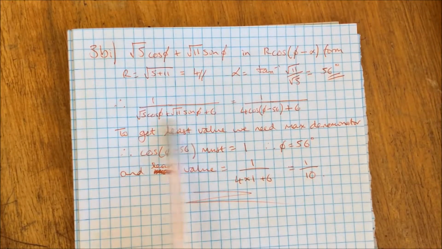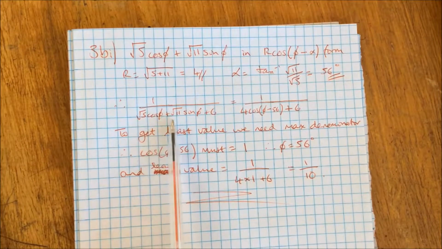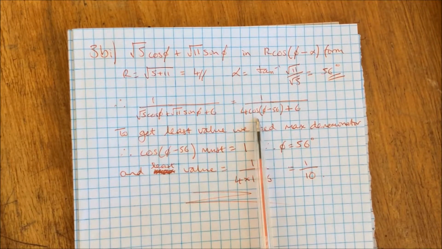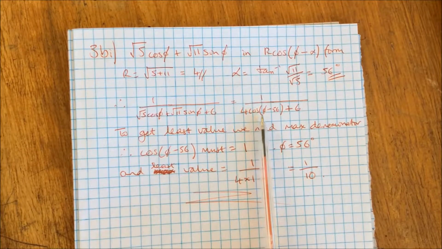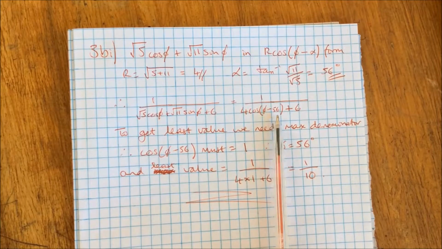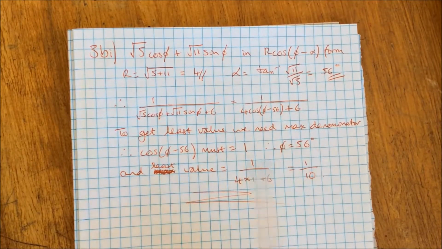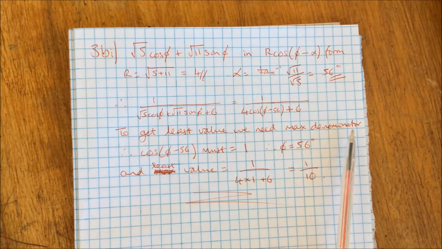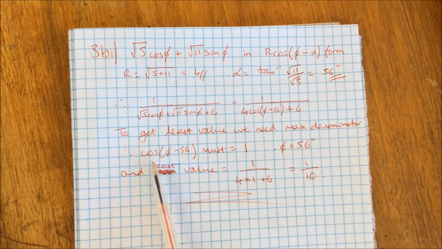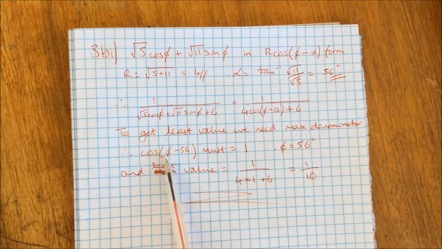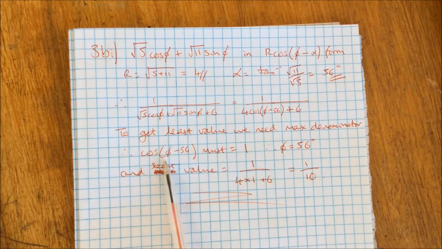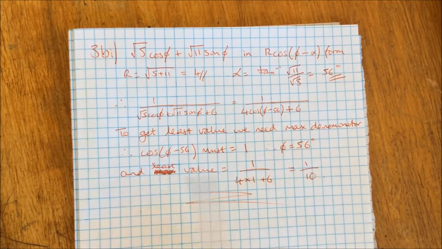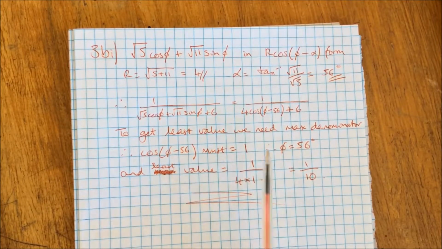So then we can substitute our root 5 cos plus root 11 sin. For this expression, 1 over 4 cos(θ minus 56) plus 6. It asks for the least value. To get the least value of that fraction, we need the maximum denominator. The maximum any cos value can be is 1, and that would happen at cos of 0. So we would need the angle to be 56, as 56 take away 56 is 0.